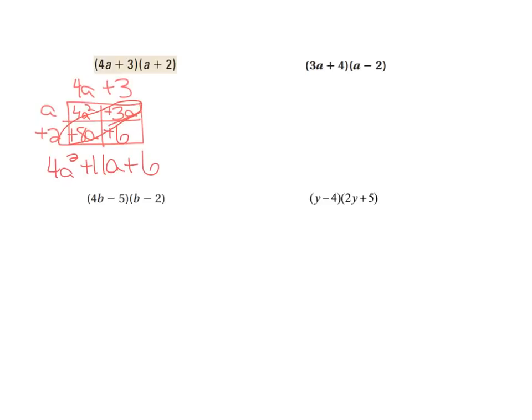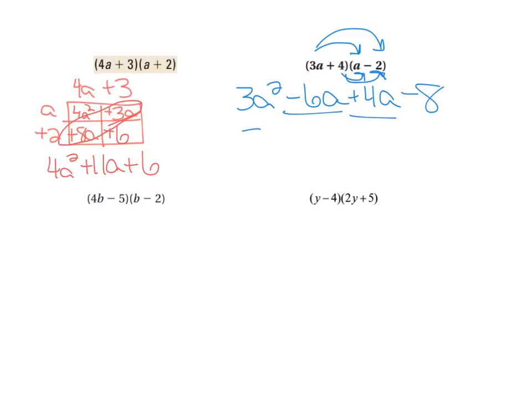Now let's look at the next one, the quantity 3a plus 4 times the quantity a minus 2. I'm going to do this one using distributive property. 3a times a is 3a squared. 3a times negative 2 is negative 6a. Then I'm going to distribute the 4. 4 times a is 4a. 4 times negative 2 is negative 8. I look, I do have like terms. Minus 6a plus 4a is minus 2a minus 8.